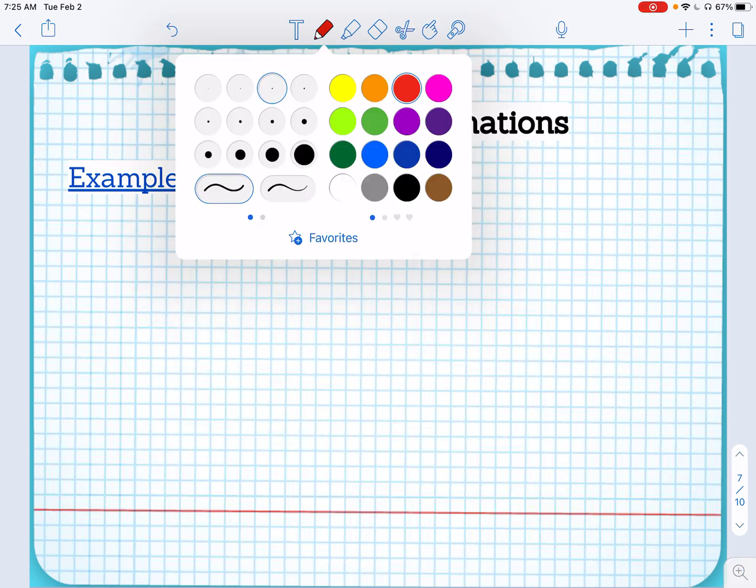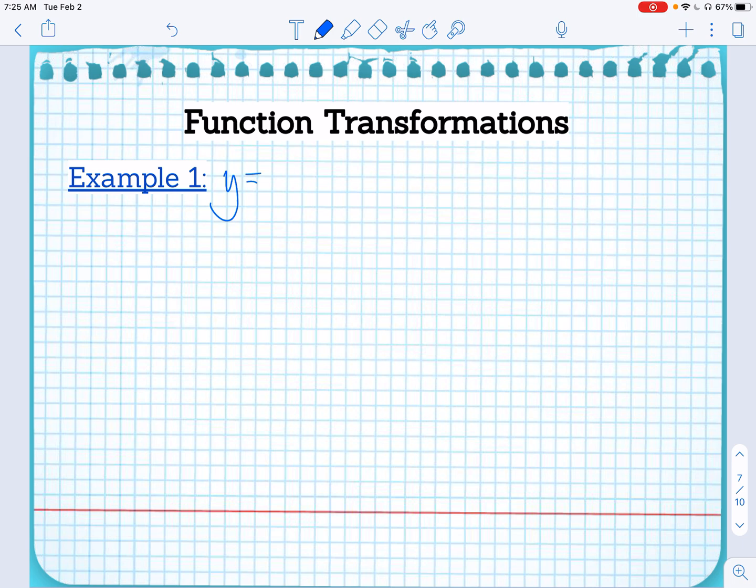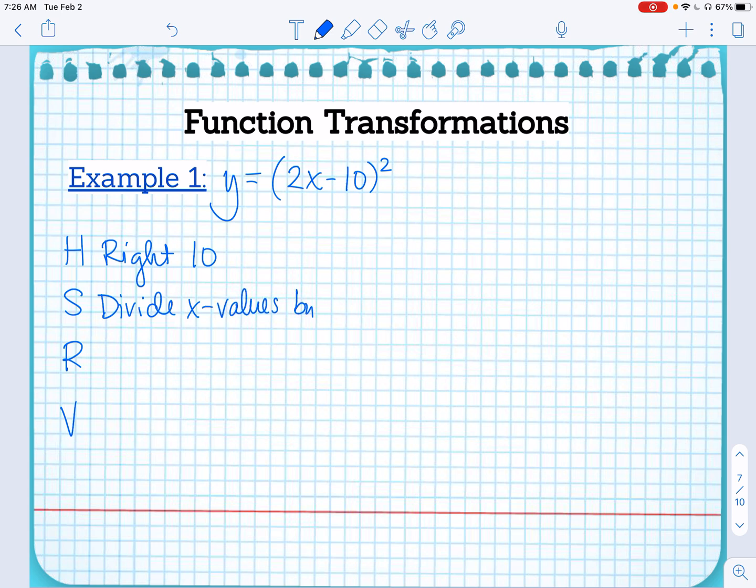So let's get into some examples here. For example 1, we start with a quadratic. We do y equals 2x minus 10 squared. I know a lot of you had lots of questions about stretching and shrinking last week. So if we think of our HSRV here, our transformation list, the order of operations for transformations, we're going to go right 10, and we're going to divide our x values by 2. And those are our only transformations.